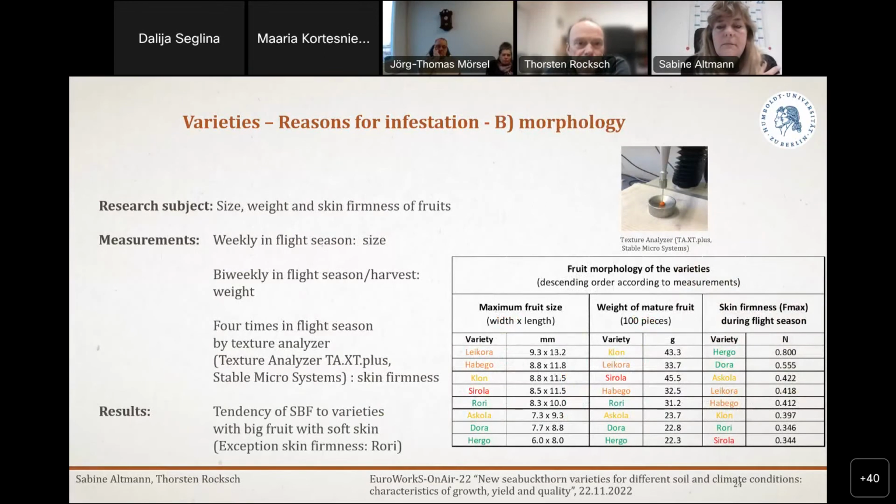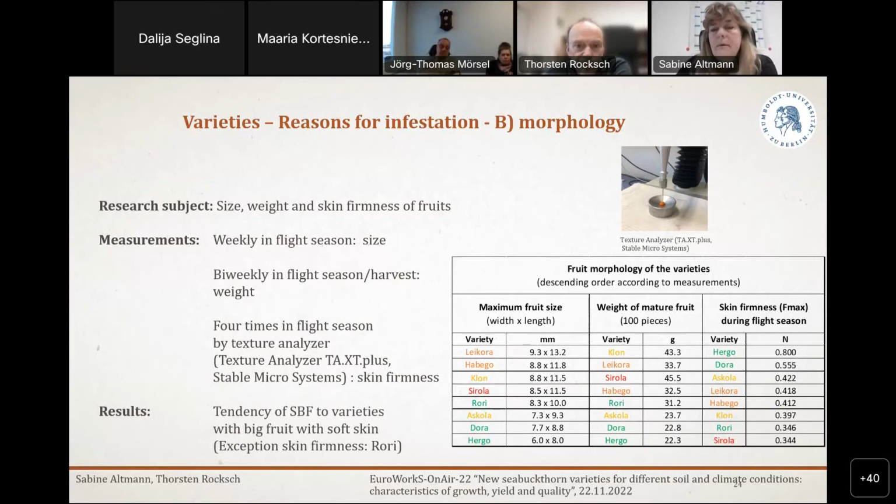The second big parameter we were testing was the morphology of the varieties. For that, we investigated size, weight, and skin firmness of the fruits. We tested the size weekly in flight season, the weight bi-weekly in flight season and at harvesting time, and the skin firmness 4 times in flight season with the texture analyzer, which was kindly made available by the ATB in Potsdam.